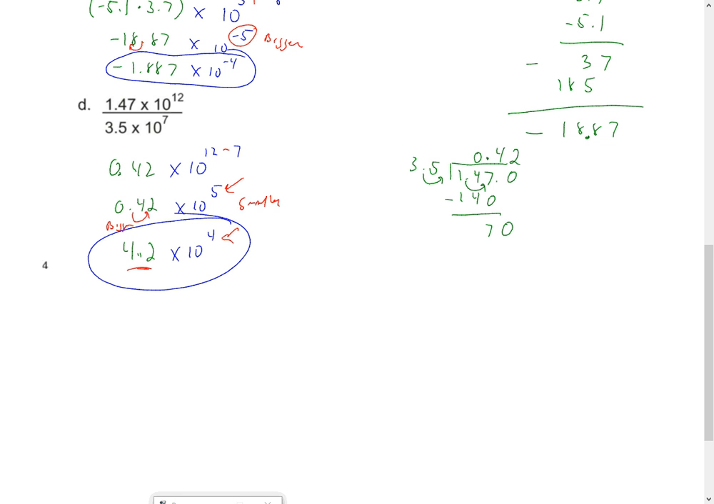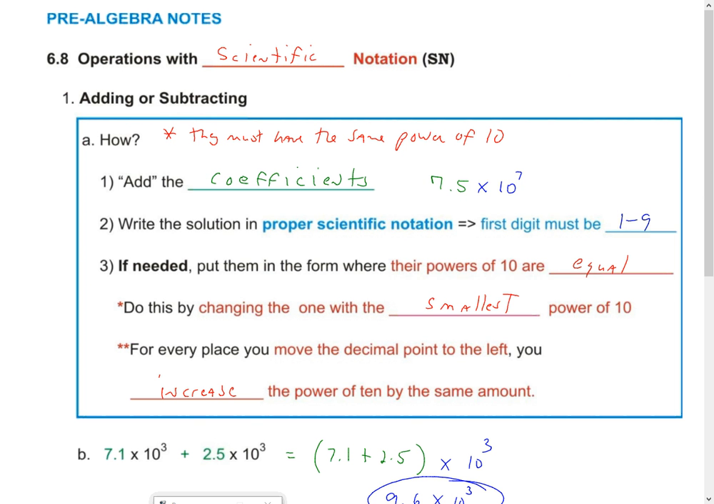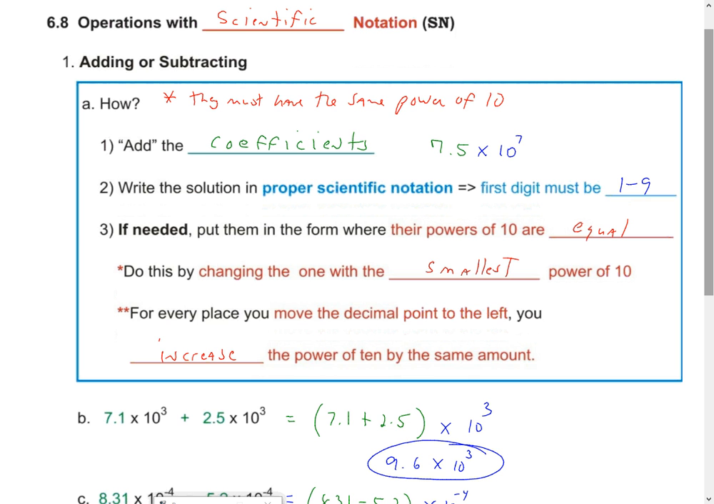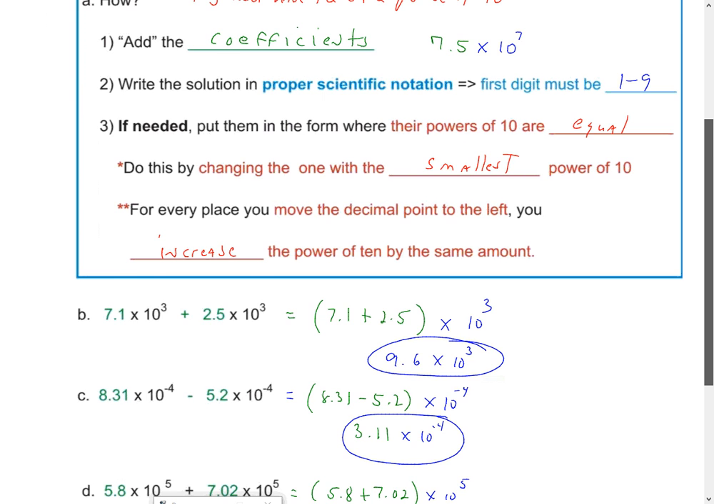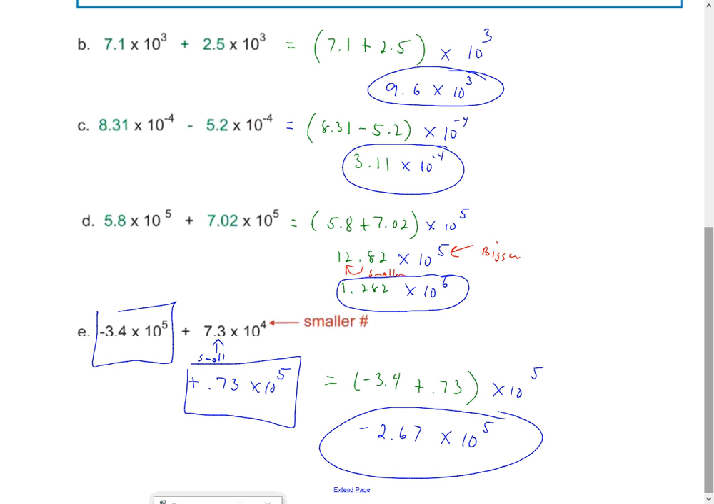All right, so class, look. Let me just refresh your memory. Don't get confused between adding, subtracting, multiplying, dividing. They're different. How do you add scientific notation? You've got to have the same power of 10. If the power of 10 is the same, add the coefficients and give it that power of 10. If the powers of 10 aren't the same, you're going to have to change one of them. Change the smallest number. That's the easiest way. And then you're ready to add or subtract the coefficients with that power of 10.